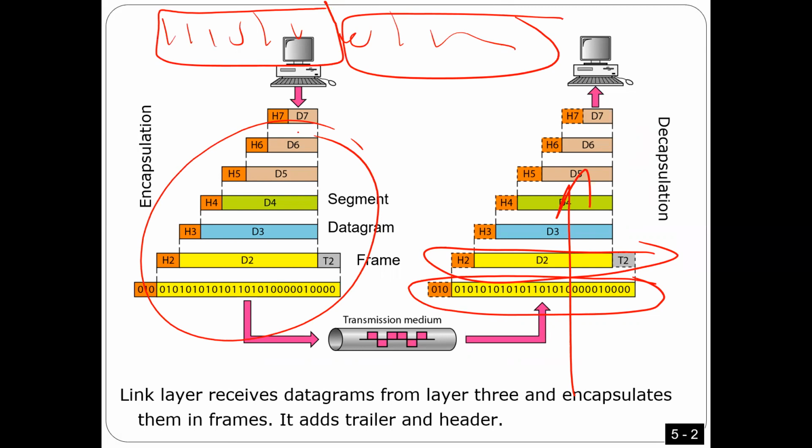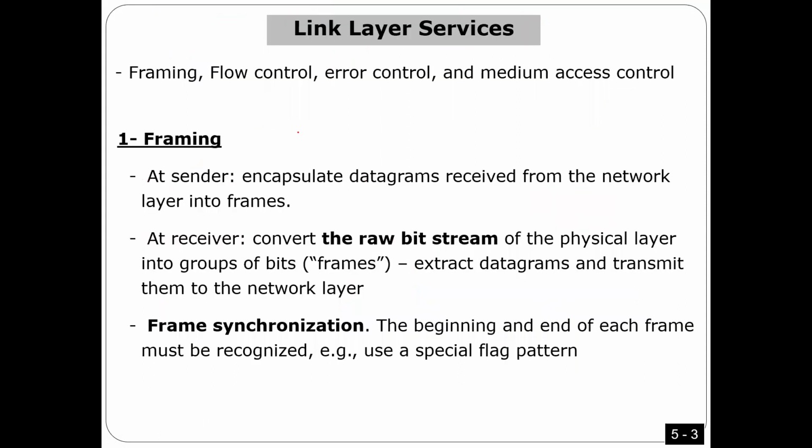So you have to create the structure. How? That's what we call frames. You have to find the frames, you have to cut the stream of bits into frames. After you cut into frames, you have to extract the datagram and send it to the upper layer. So the first thing I'm going to explain: how can we do framing? How can we identify frames?